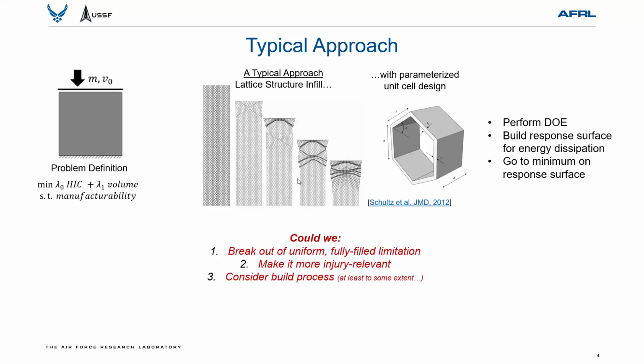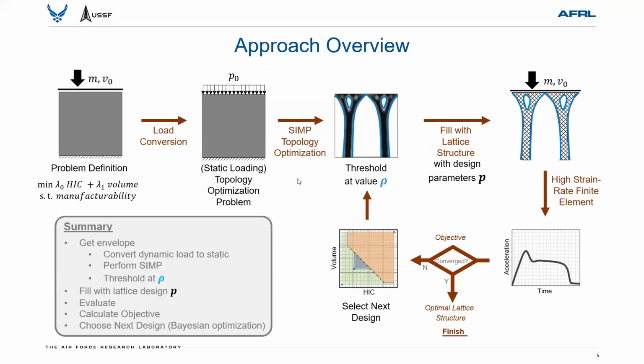But what I was interested in is, can we somehow get out of the requirement for a rectangular envelope and make it a little bit more injury relevant? And can we consider the build process, at least to some degree? The difficulty that comes out pretty quickly in that would be how to parameterize the design in a way that's low enough in dimensionality to handle, but also general in the sense that you don't need to be just a rectangle.